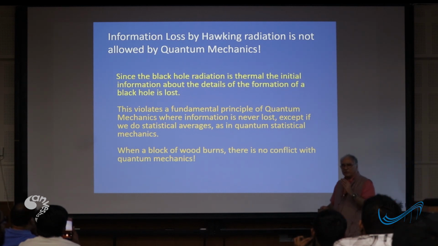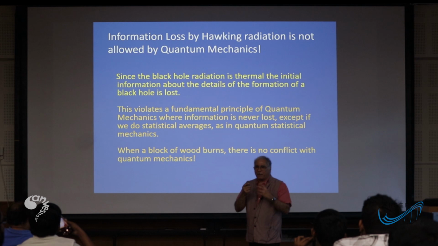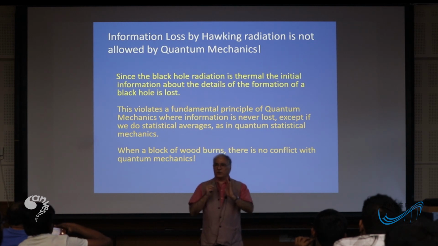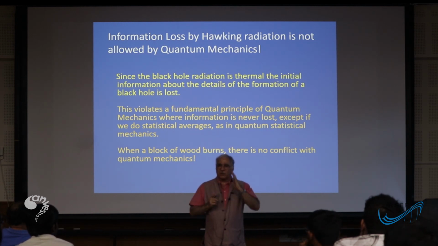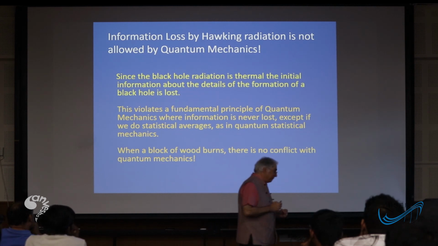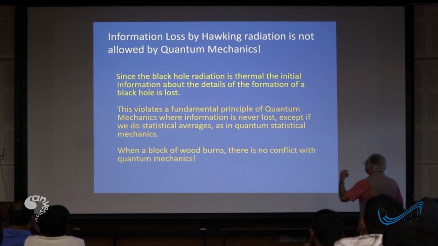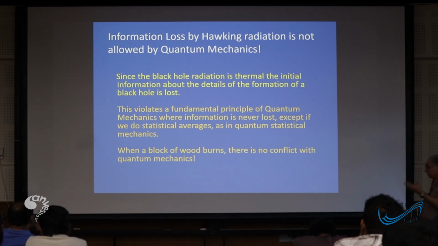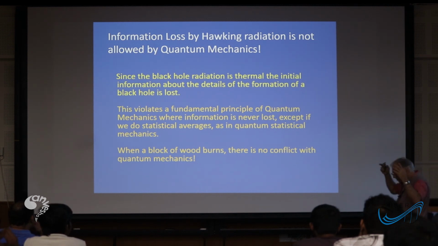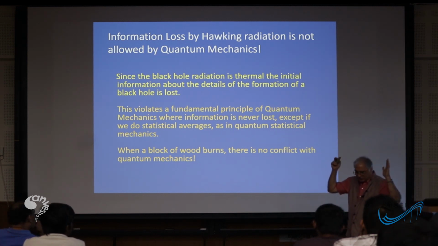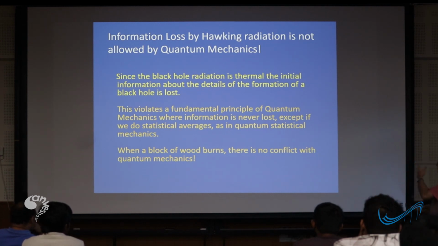This is a problem which theoretical physicists have been grappling with since 1974, the year in which Hawking's paper appeared. Clearly there is a contradiction between information loss as predicted by Hawking's calculation and quantum mechanics. What did he miss? We have to figure out.